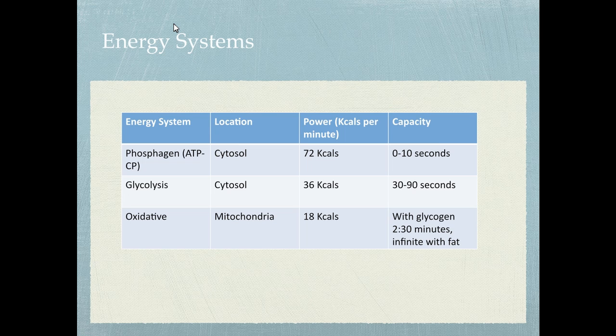If you're just using carbs, 2.5 hours. If you're using purely fat, it could be almost infinite, because we have like 40,000 calories worth of fat or more. So, what I want you to think about is this. The more powerful the system, for example, phosphagen, the lower its capacity. So it's only a 10-second capacity, but 72 kilocalories a minute. You cut that in half for glycolysis for 36 kilocalories a minute, but it's 30 to 90 seconds. You cut that in half for oxidative, but it's almost infinite, right? So the more powerful the system, the lower its capacity.